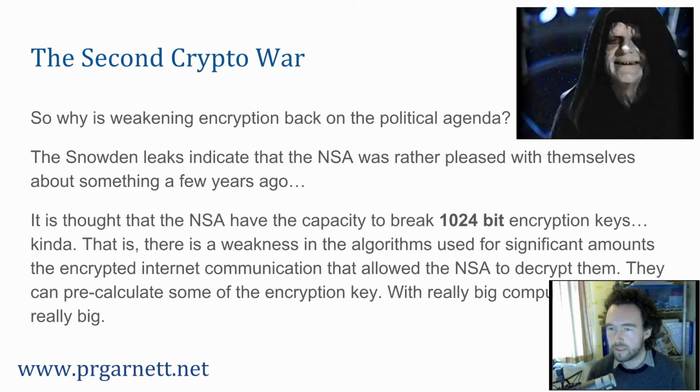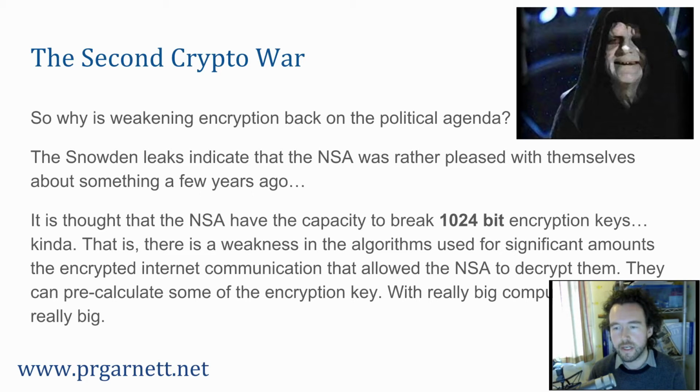So why is it all back on the political agenda? So the Snowden leaks, some of which you'll see in the film, essentially hint that the NSA was rather pleased with themselves about something a few years ago. And it's thought, although we don't have direct evidence for this, that the NSA have the capacity to break 1024-bit encryption keys. So remember, that's the encryption used for most of electronic communication over the internet, including things like virtual private networks, remote secure shell logins, that kind of thing. So it's a large proportion of the communication done over the internet.